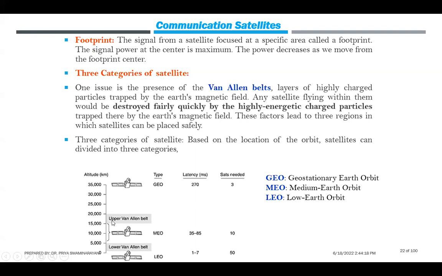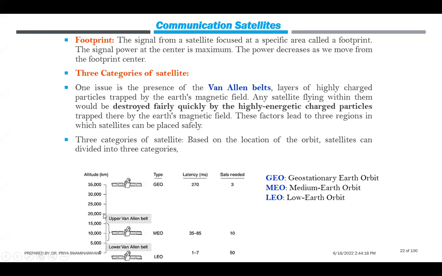And the portion which is above the upper Van Allen belt, this region is known as GEO. It's a geosynchronous Earth orbit. So because of this Van Allen belt, it is divided into a total of 3 categories: LEO, MEO, and GEO. Right. So this is the total altitude. This is the distance from the Earth station.